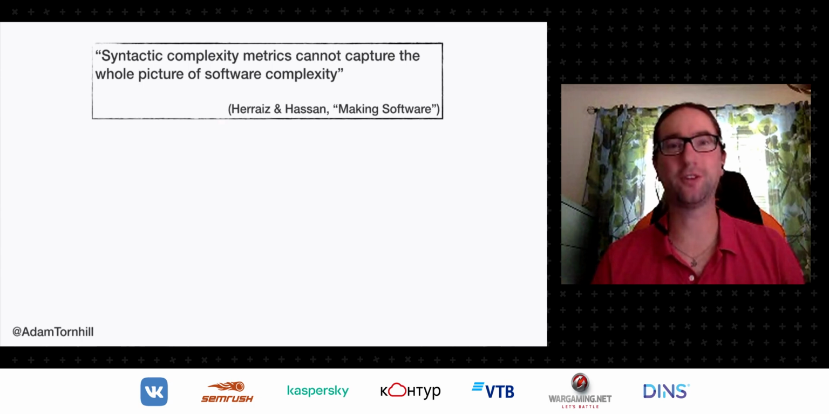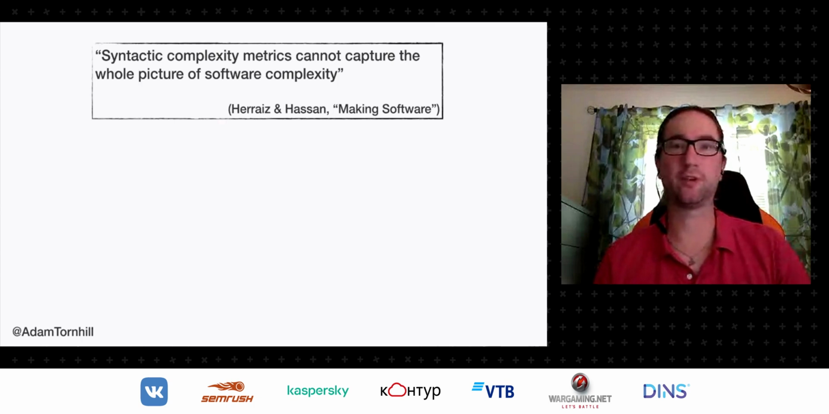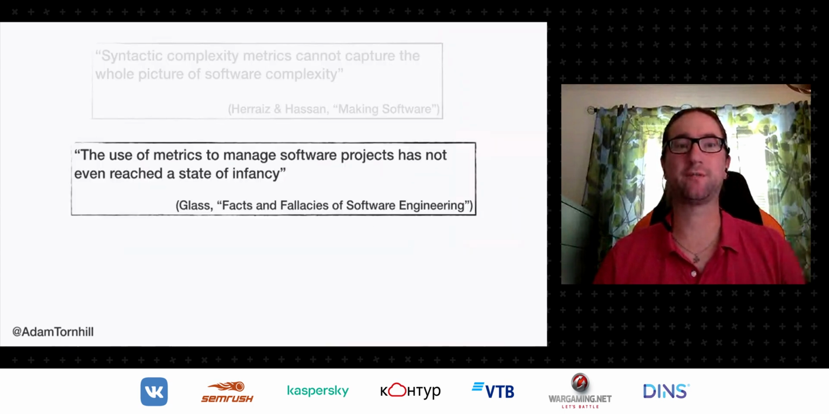Wow, number of lines of code. Is that the best thing we can do? The current state of the research suggests that. But number of lines of code, it's a really rough metric, isn't it? It is. And I think a reason for that is well captured in the next quote. This is a quote from Robert Glass, one of my favorite authors when it comes to software engineering. And Robert Glass, he claims that the use of metrics to manage software projects has not even reached a state of infancy. And this kind of sounds a little bit cynical, but in my experience, it's definitely true.